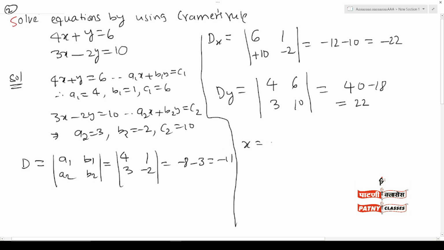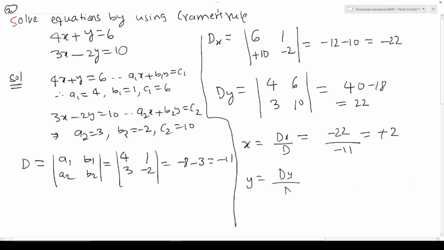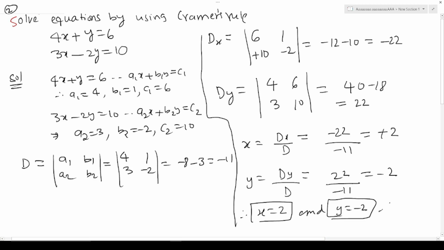Now the x value: dx upon d equals minus 22 upon minus 11 equals plus 2, and y equals dy upon d equals 22 upon minus 11 equals minus 2. Therefore, the solution set is x equals 2 and y equals minus 2. This is the required solution set.